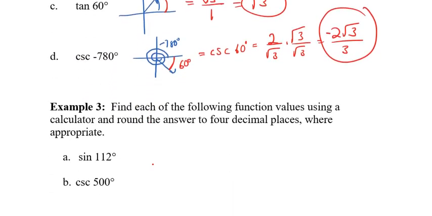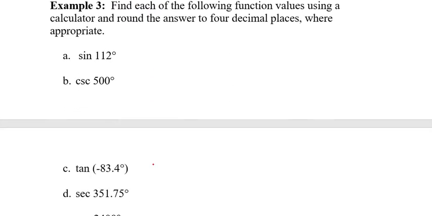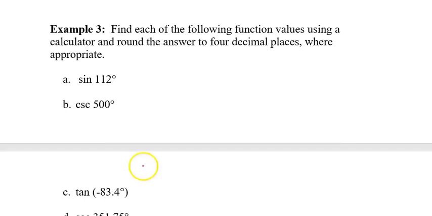Alright, our final example is really just about being able to plug things into your calculator and finding the right buttons. So your calculator only has sine, cosine, and tangent as buttons, but you can be asked about positive angles, negative angles. You can be asked about the secant, cosecant, and cotangent. So how are we going to deal with that? First of all, everything that we're dealing with so far is in degrees. So make sure you're in degree mode.